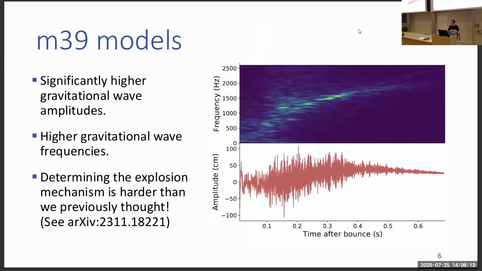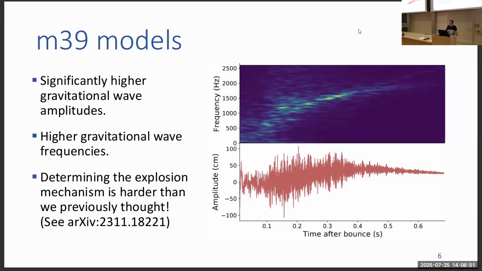So this is what the gravitational wave signal looks like. If you don't know how to convert these amplitudes into gravitational wave strain, you basically just divide this amplitude by the distance to your source in centimeters, and then you get dimensionless strain. So my models that don't have rotation or magnetic fields are on average maybe 10 centimeters, and this one's like 100 centimeters.